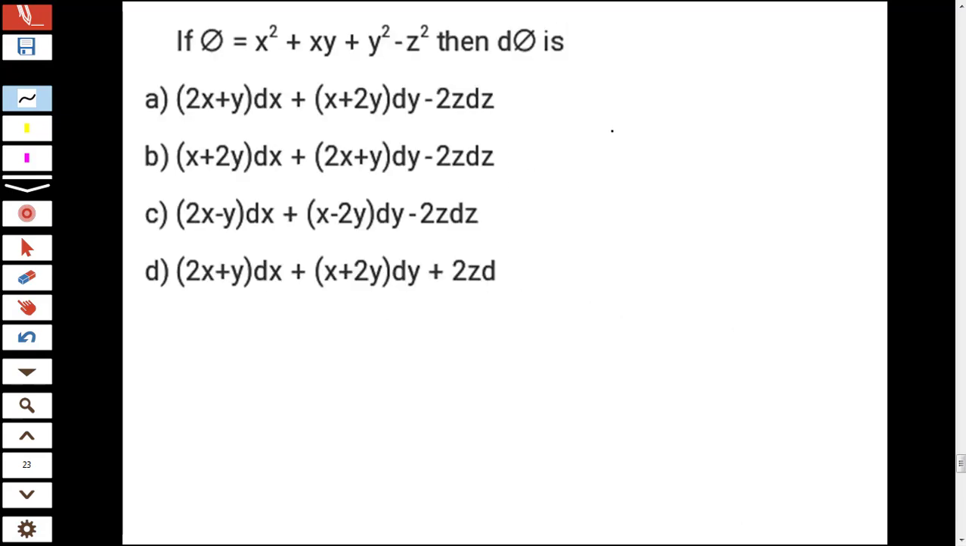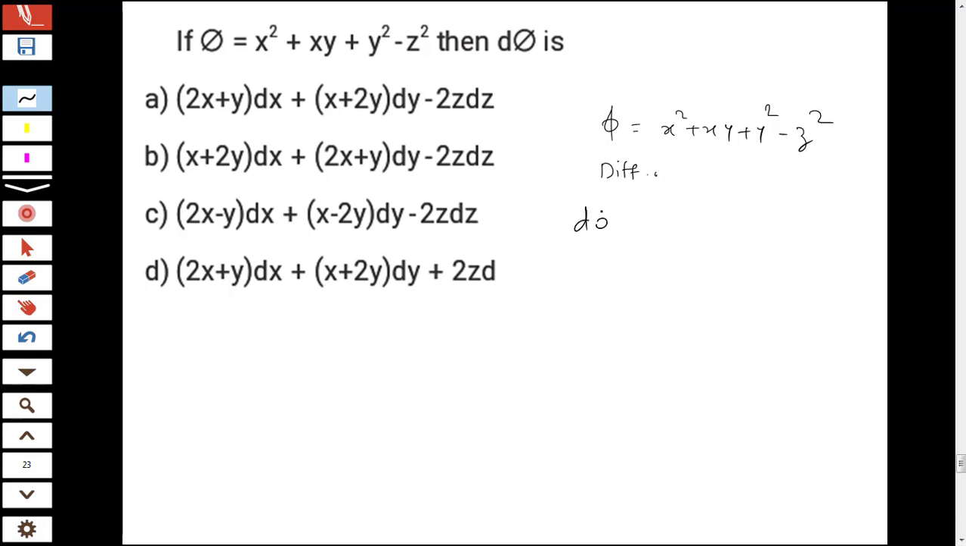That phi is given as x square plus xy plus y square minus z square. So instead of d phi by dx or d phi by dy, the notation is d phi only. That d phi indicates the derivative. So if you differentiate this, but we are not mentioning with respect to x or with respect to y, it is the total derivative.